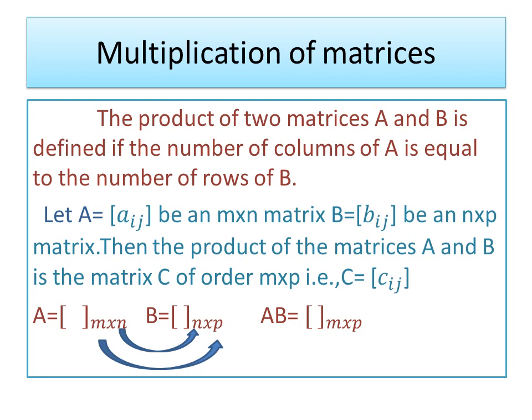Then the two matrices can be multiplied, which is denoted as AB, and it is of order m cross p. Hence, if A is a matrix of order m by n and B is a matrix of order n by p, then the product AB is of order m by p.